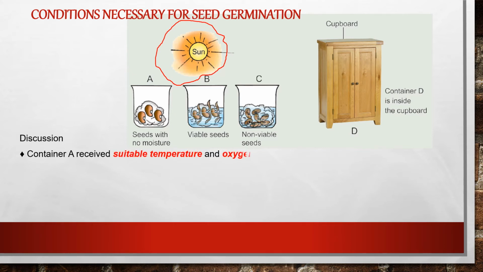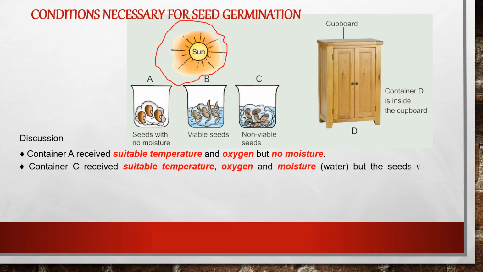Container A received suitable temperature and oxygen, but no moisture. The temperature is from the sun. But remember, we didn't put what? The moisture there. Container C received suitable temperature, oxygen, the container is open, and moisture, water, but the seeds were not viable. The seeds cannot germinate.